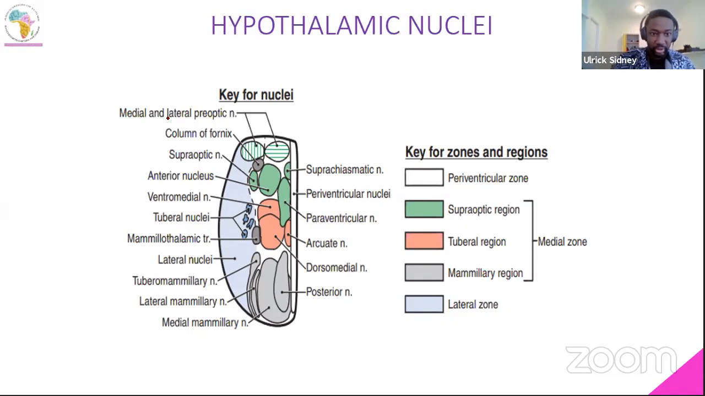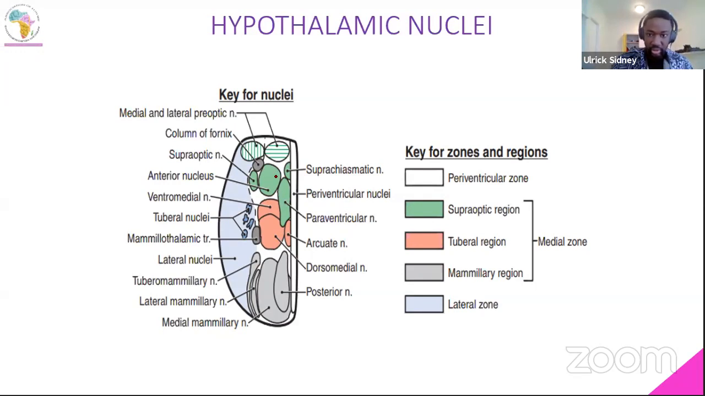So what we have here is the division, which is parasagittal. This is the division. Everything that's light blue here is lateral. Everything that's in this white area is medial. And we said we're going to divide it into 3 areas.